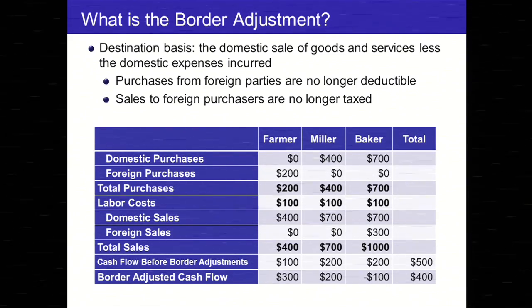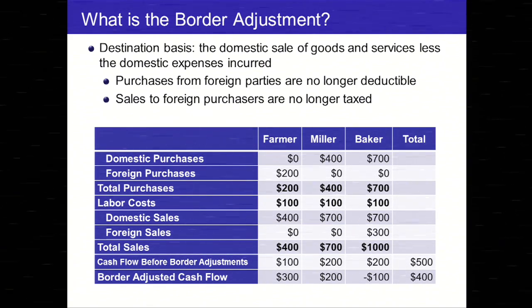So what is the border adjustment? This is, again, something that people are thinking very hard about right now, and what its implications are. So in a destination basis, what we take is the domestic sales of goods and services, so everything you buy in the US, less the domestic expenses incurred. And so what this means in particular is that purchases from foreign parties are no longer deductible.